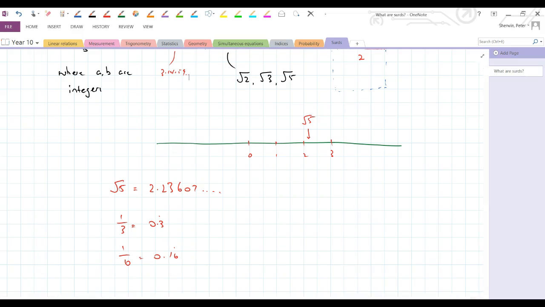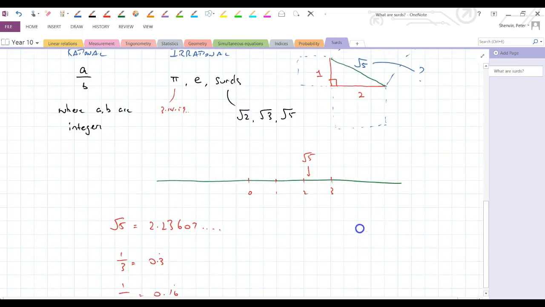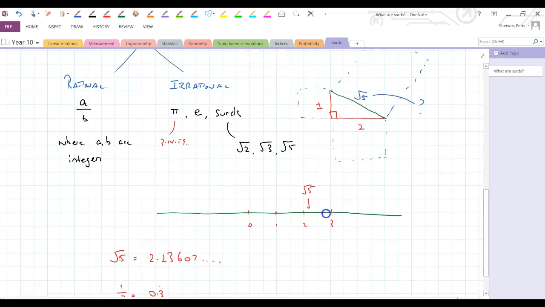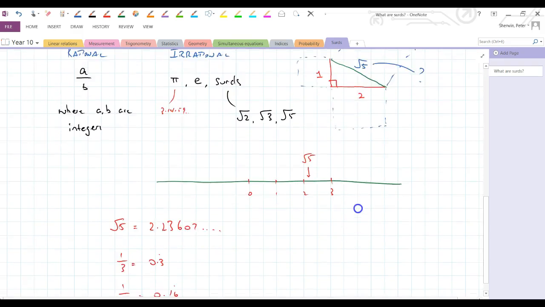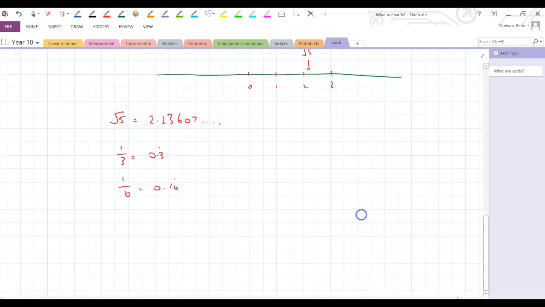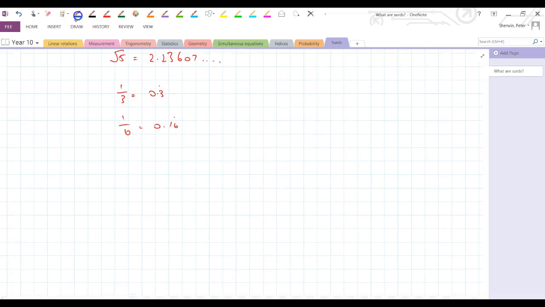So they're square roots of numbers that can't be reduced. So square root of 4 is not a surd, because square root of 4 is 2. That's rational. That's a rational number. Okay, so there's a little bit of a preamble about surds and what they are. Let's start to have a look at different types of surds.